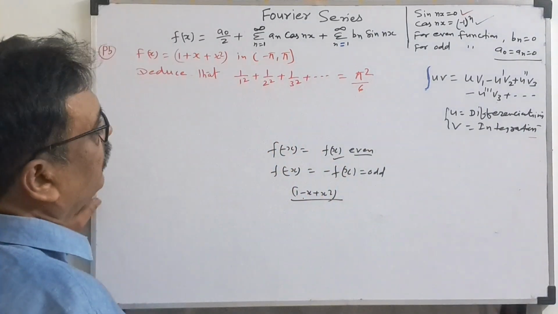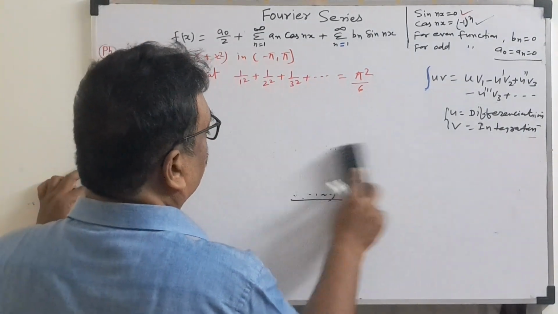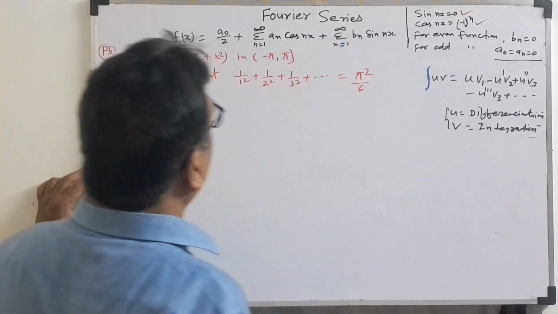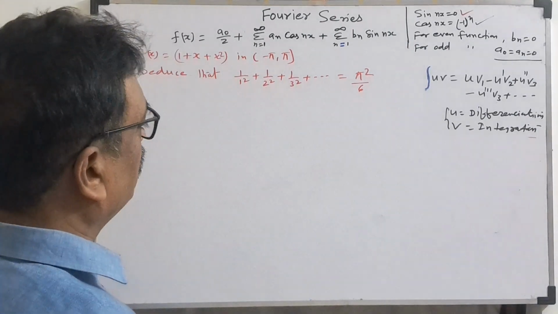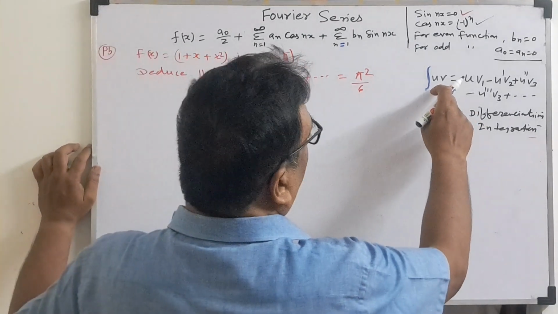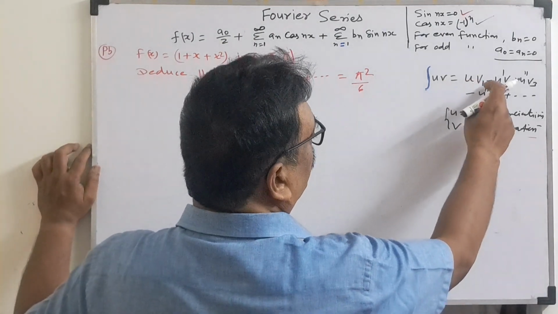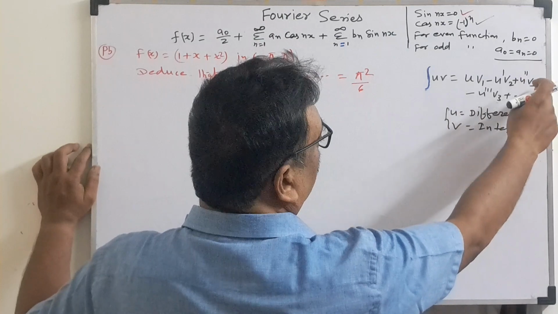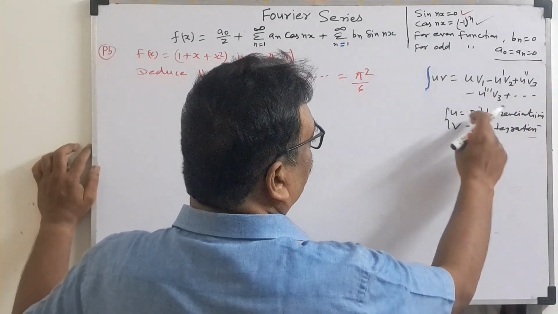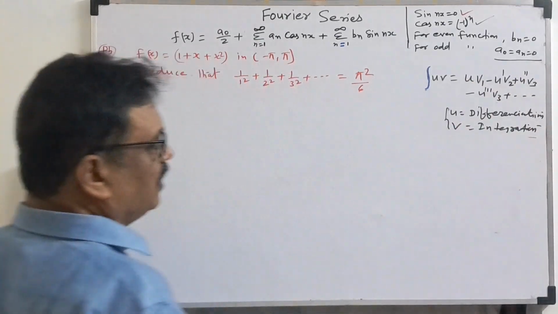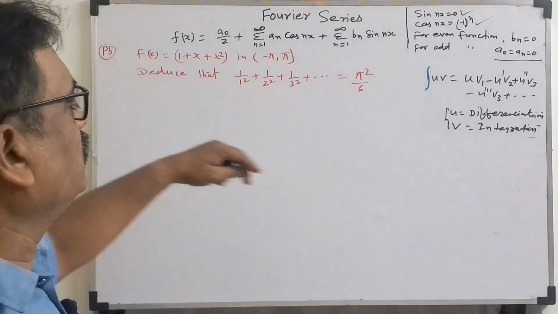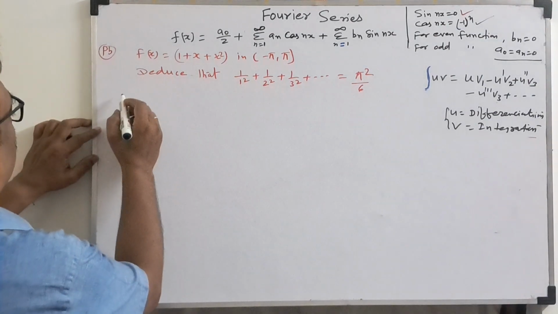Now this is neither even nor odd, so now we will solve this question. All three Fourier coefficients we have to find out. This is the formula I wrote here: the integration of u v equals u v1 minus u' v2 plus u'' v3, where u is the differentiation part and v is the integration part. Once we solve the question, you will see these things. So now we will start the problem.